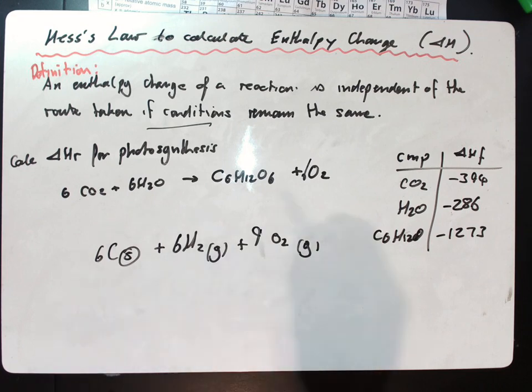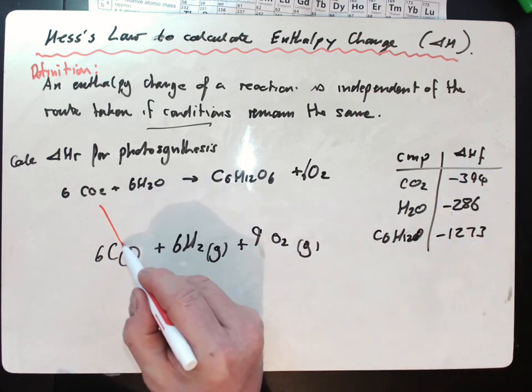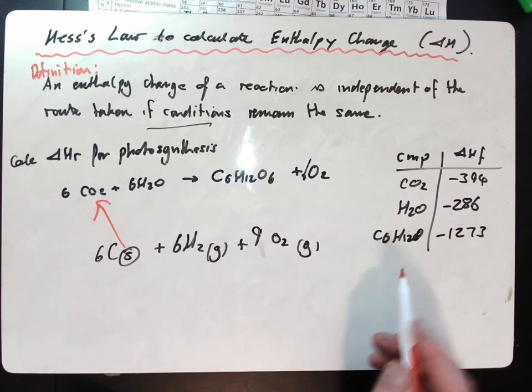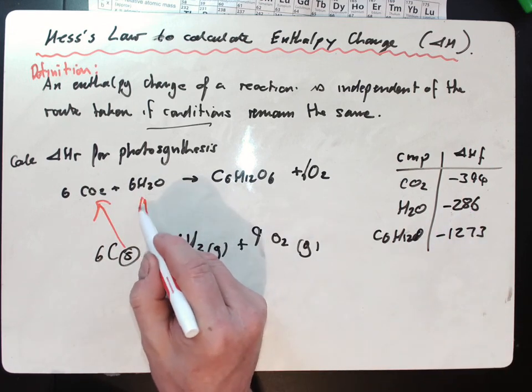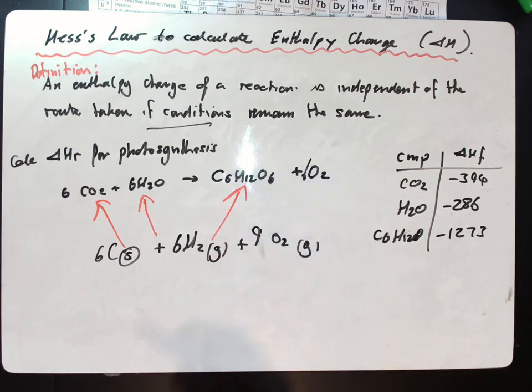So we are enthalpy of formation. We are making carbon dioxide, so we're going towards the carbon dioxide. We are making water, we're going towards the water, and we are making the glucose sugar. So in that direction. Okay, so our arrows are going in the right direction.